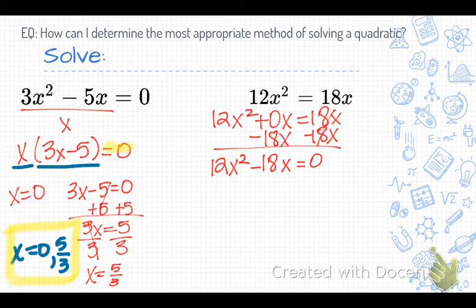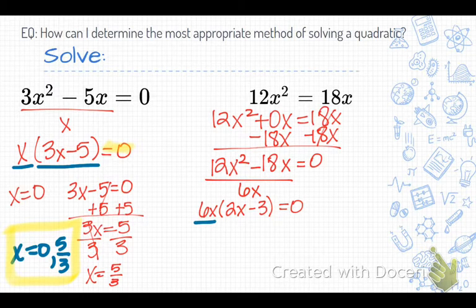Can I solve this now? Yeah. So, what do I do first? Find the GCF, which is what? 6x. So 2 is a common factor, but it's not the greatest common factor. The greatest common factor is 6. So I have 6x times 2x minus 3 equals 0. Now, what are my 2 factors? 6x and 2x minus 3. So I'm going to set each of these terms equal to 0.